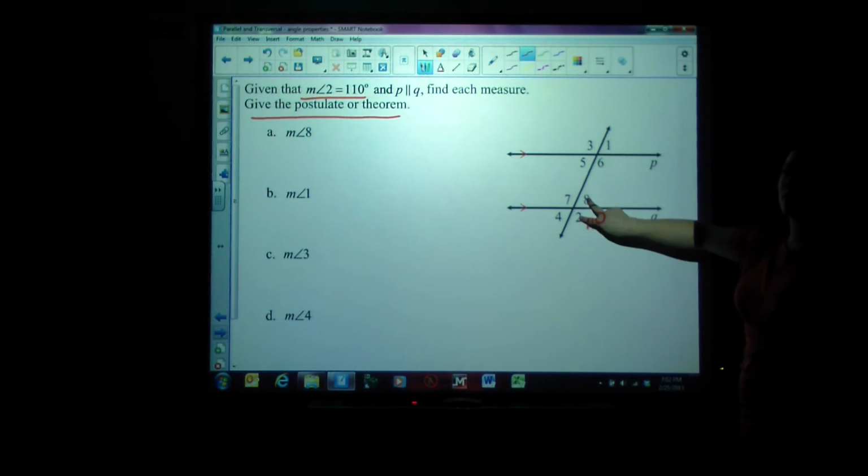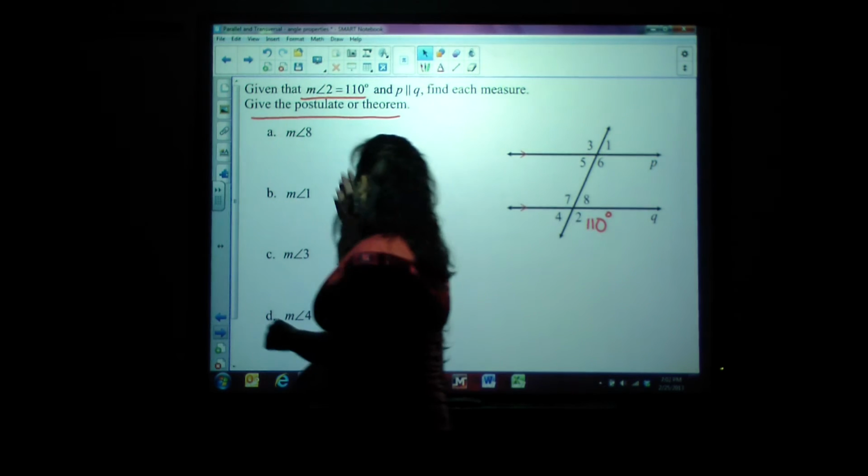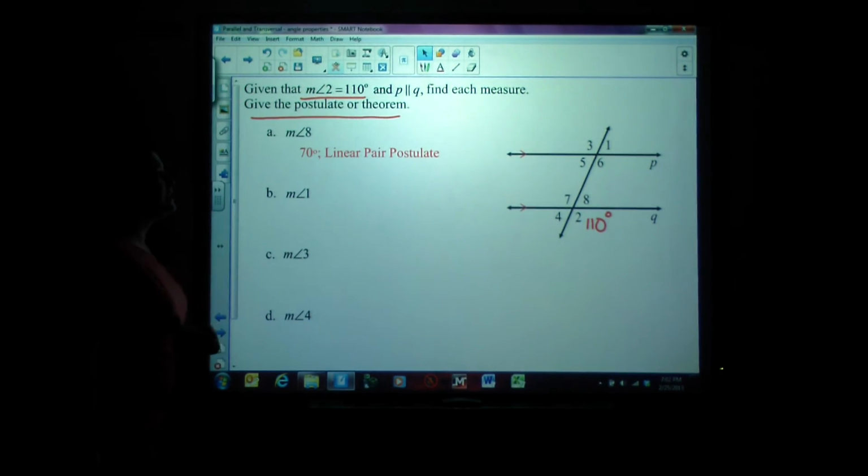Angle 2 and angle 8 are a linear pair. What we should know about linear pairs is they add up to 180 degrees. So if these two are supposed to add up to 180 and this one's 110, how much more do I need? Well, the answer is 70. And how do I know that? Is because that's the linear pair postulate, or linear pair theorem if you've been taught that way. But it's because they are linear pairs.